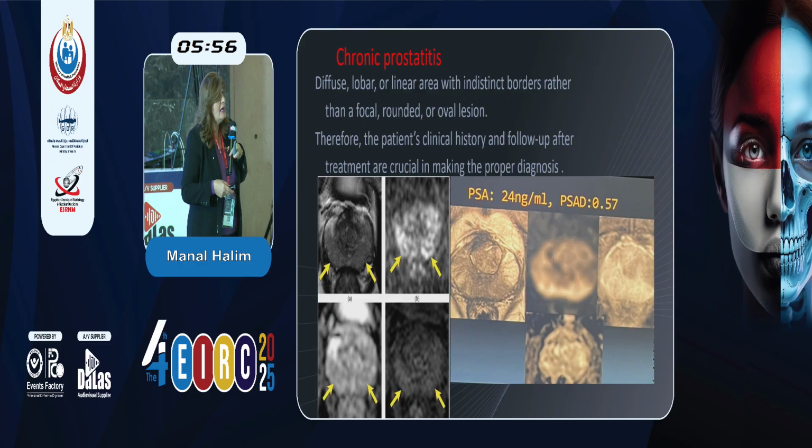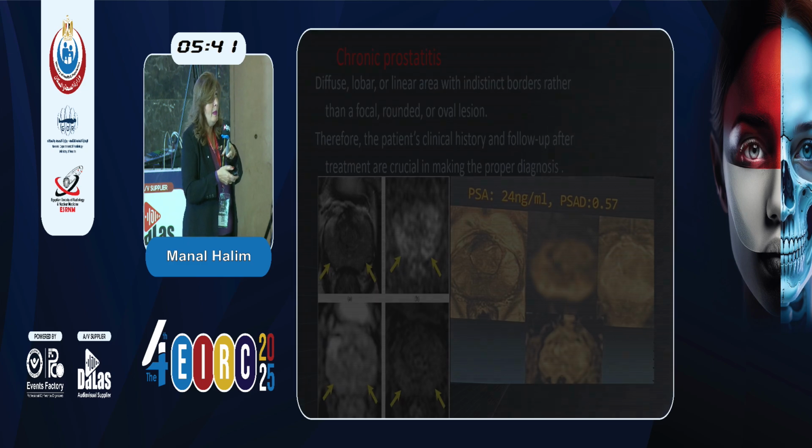So chronic prostatitis can appear diffuse, lobar, or linear, with an indistinct border rather than being focal, rounded, or oval as in cancer. Therefore, the patient's clinical history and follow-up after treatment are crucial in making the proper diagnosis. The big mimicker.